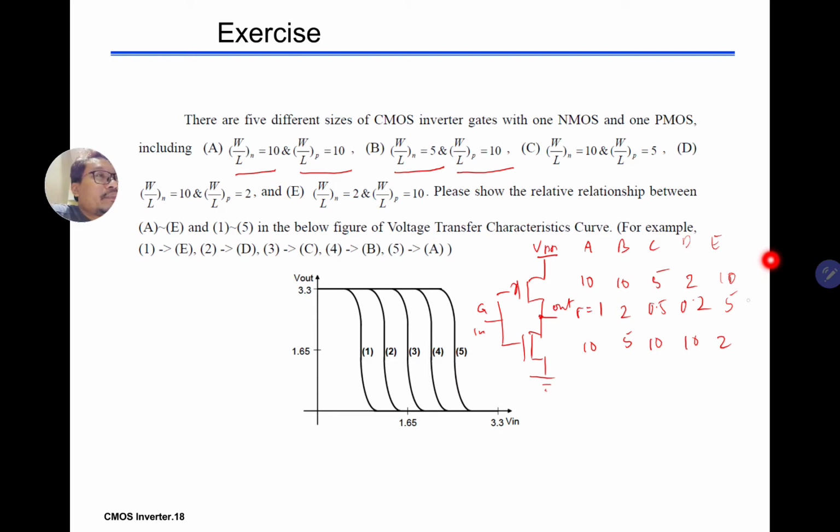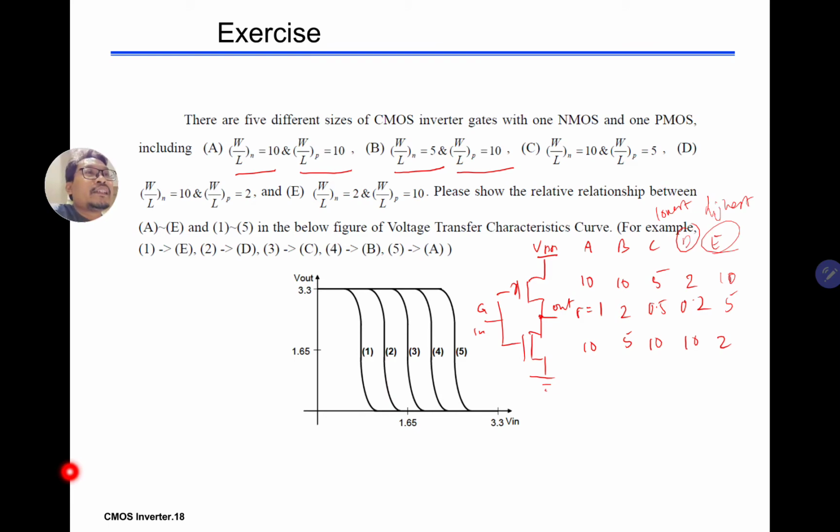Okay, so which one has the highest ratio? Let's look at the highest ratio first. The highest ratio is actually inverter E. And which one is the lowest? The lowest ratio is D. Now we have the highest and the lowest, and we can easily do the rest. The highest is a ratio of 5, so we're saying that the PMOS is 5 times bigger than the NMOS. And how does that impact the VTC? Because it will impact our noise margin.